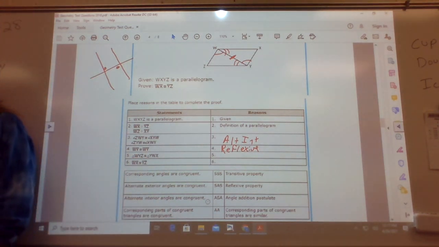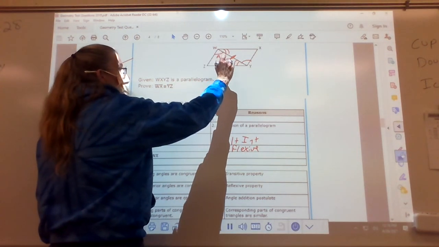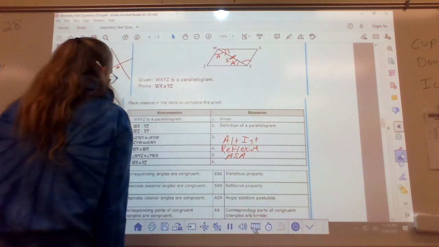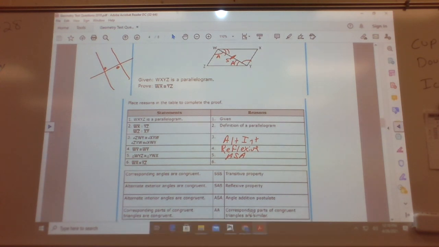Be careful. Do I have one angle and two sides on either side? Or do I have two angles and a side in between? It's angle, side, angle. So if it's talking about triangle something congruent to triangle something, you know it's one of those: side, side, side; side, angle, side; angle, side, angle. You can at least get rid of all the other choices.